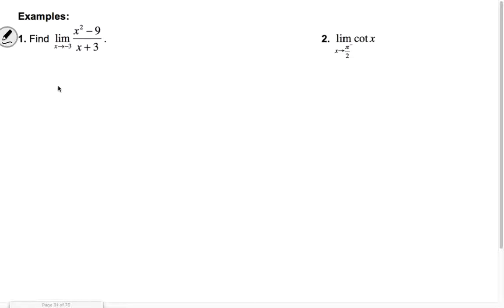So this one says the limit as x goes to -3. So right now it looks like I can't put -3 in, right? So if I put -3 in, I get a 0 on the denominator. So it's not in the domain. But I can do a trick. I can break this limit apart and I can say, well, it's the limit as x goes to -3, and then I can factor the top. I factor into x plus 3 times x minus 3.